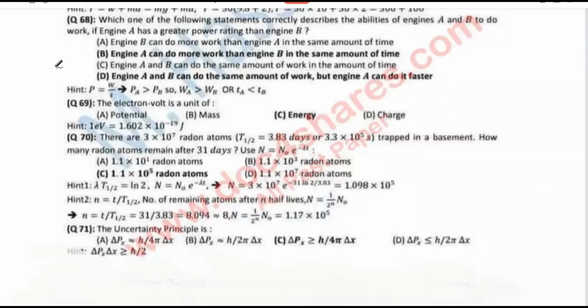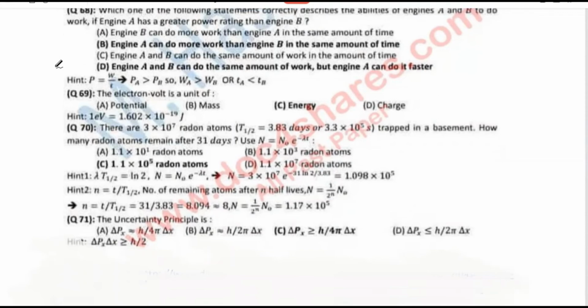70, there are 3 × 10^17 radon atoms trapped in a basement. How many radon atoms remain after 31 days? Use N equals N naught e to the power minus lambda t. So the answer is C, 1 × 10^5 radon atoms.